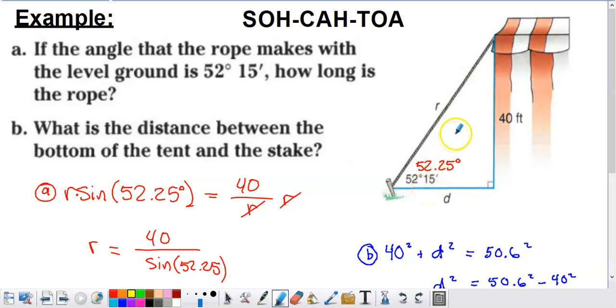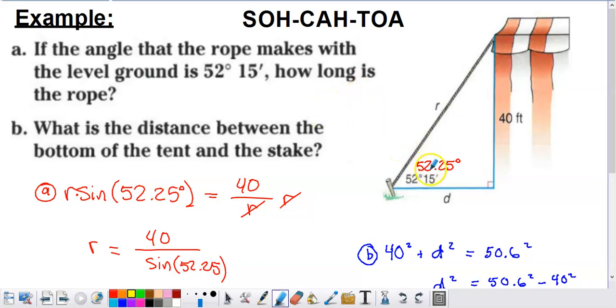What you'll notice I did right here is I turned that into the appropriate decimal version. So I took 15 and divided by 60 to turn that number of minutes into a decimal, and I got 0.25 as the appropriate decimal. If you're wondering where that came from, just look for another video about converting from degrees, minutes, seconds to degrees or vice versa, and that should make some sense to you.